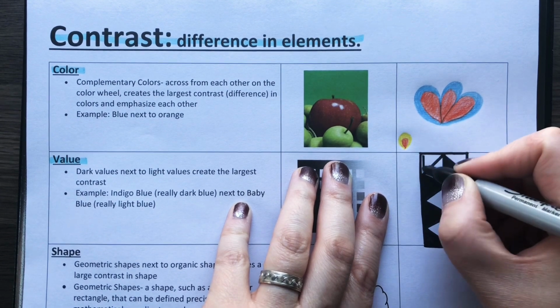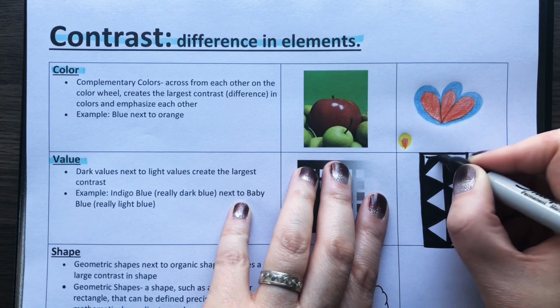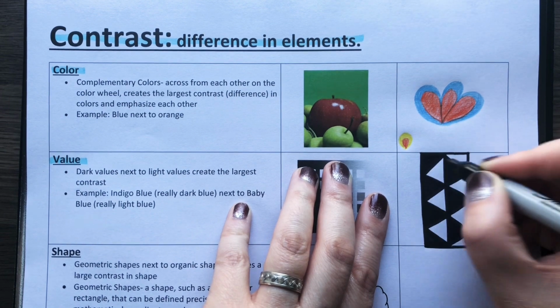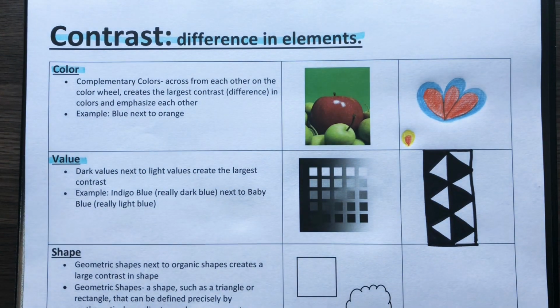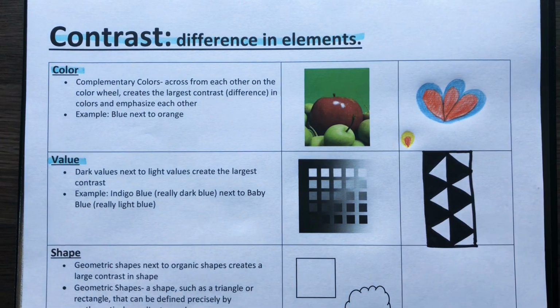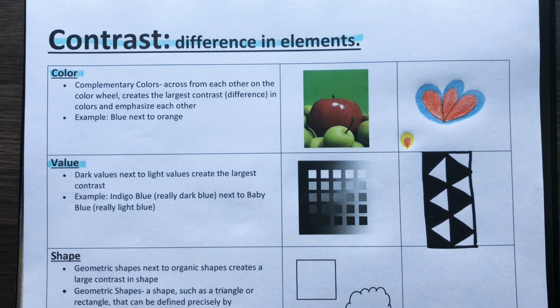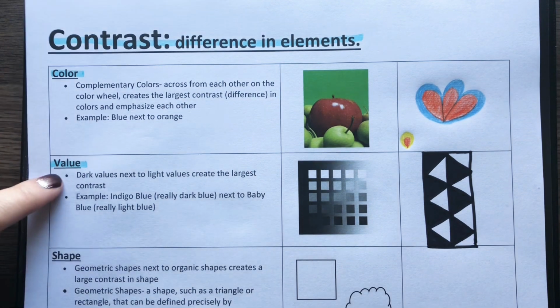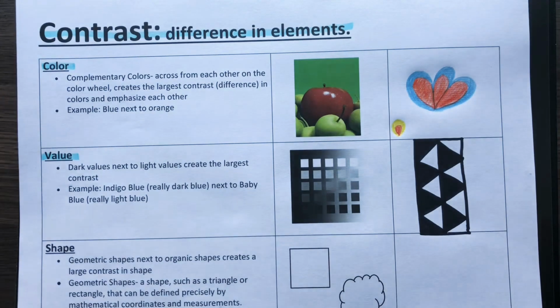Now, like I said before, you can use color to do the same process. Like if I wanted to do a really light blue next to a really dark blue, or a pink next to a red, I could do that. But the main thing is you have to have something that's really dark and something that's really light right next to each other. Okay, so make sure you've got value in your picture, okay?